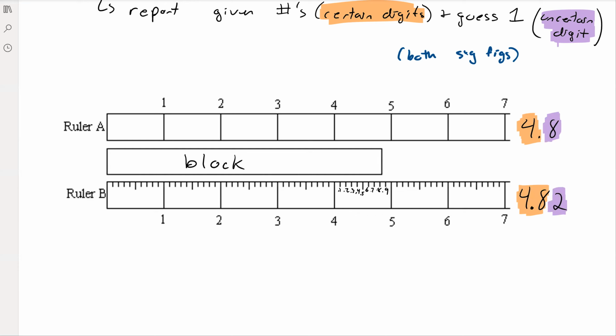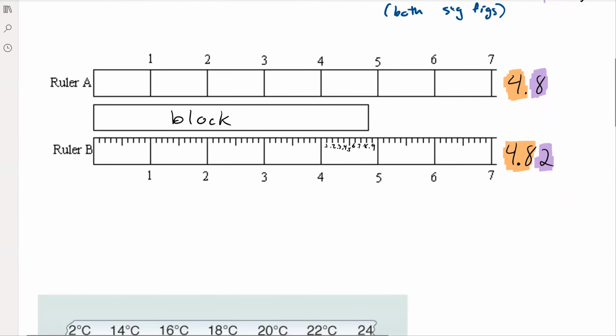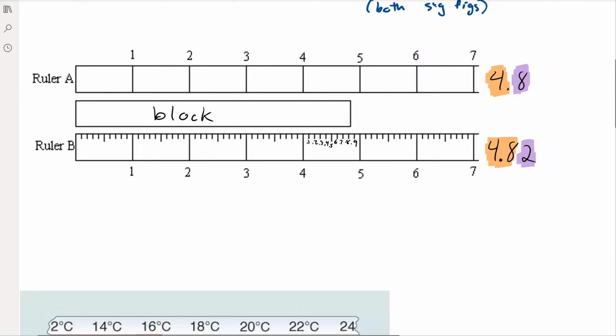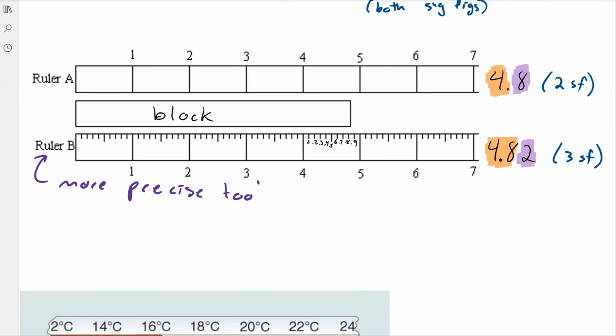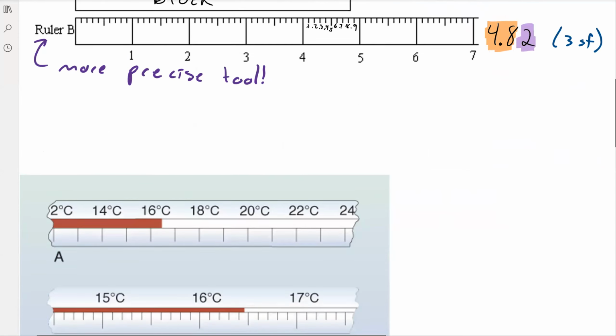And if we had an even better ruler, we could become more and more precise until the point of, why do you need to know exactly how long this block is? Note that all of these numbers count as significant figures. So this top one here has 2 sig figs, while this number down here has 3 sig figs. Obviously, the one with more significant figures is going to be the more precise tool or instrument. You can use those words essentially interchangeably in this course.